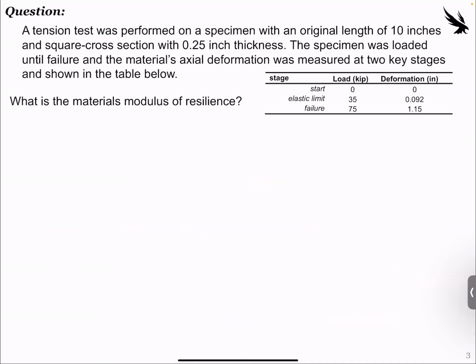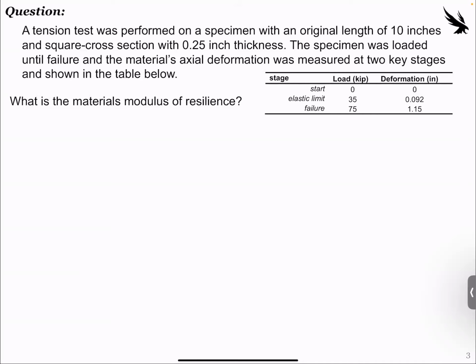So let's look at some examples of that stress strain. In this one, a tension test was performed on a specimen with original length of 10 inches and a square cross-section of 0.25 inches. The specimen was loaded until failure, and the material's axial deformation was measured at 2 key stages, and they're shown in these tables below.